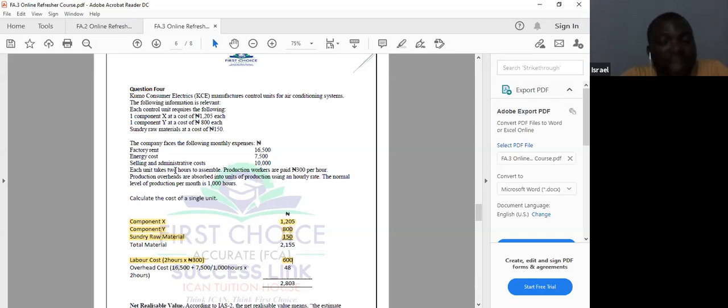Then after that, we say 16,500 plus 7,500, that will give us 24,000. 24,000 divided by 500 will give us 48. And that's why we have 48 here. So this is not expected to be a times sign, it's expected to be a division sign, because 1,000 hours is available for them, but it takes 2 hours to produce just 1 unit. So in order for us to be fair, we need to divide it by 2 so that we can get cost per unit. So after doing that, it will give us 48.